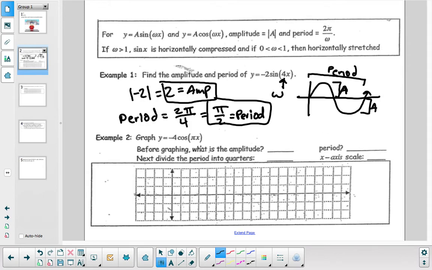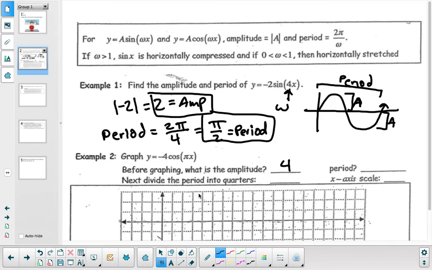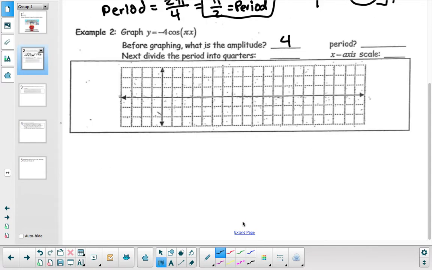Okay, so the nice part about this is you don't have to do much plugging in. You just have to think about sine and cosine and then transform it based off of these things. But before graphing, always figure out these values. So you always want to figure out what the amplitude is. In this case it is the absolute value of -4, which is 4. And then the period is 2 pi divided by omega. So 2 pi divided by pi is 2.